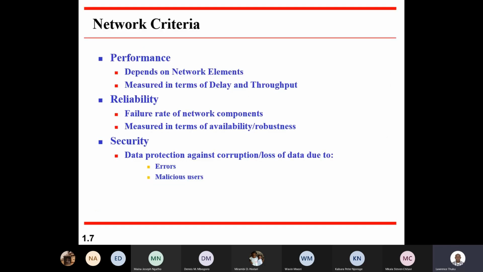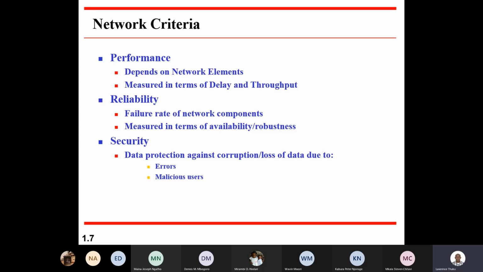So when we talk about network, some of the factors that one needs to consider, especially in a network environment, are these three major ones here. One is the performance, second is reliability, and third is security. Now, when it comes to performance, it is basically measured in terms of delay and of course throughput. When we talk about the Nyquist and Shannon's theorem of network performance, we shall focus on that maybe later on.